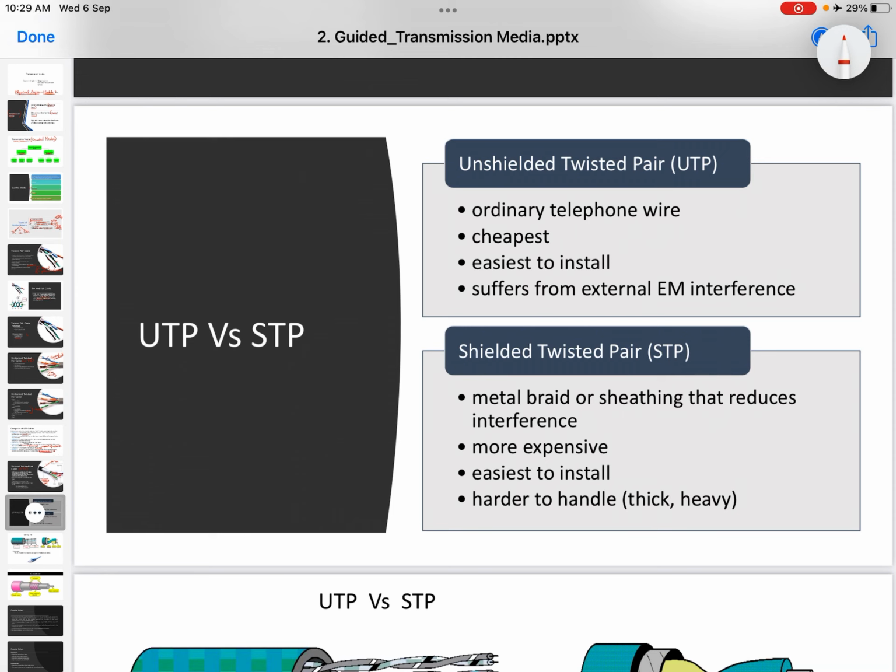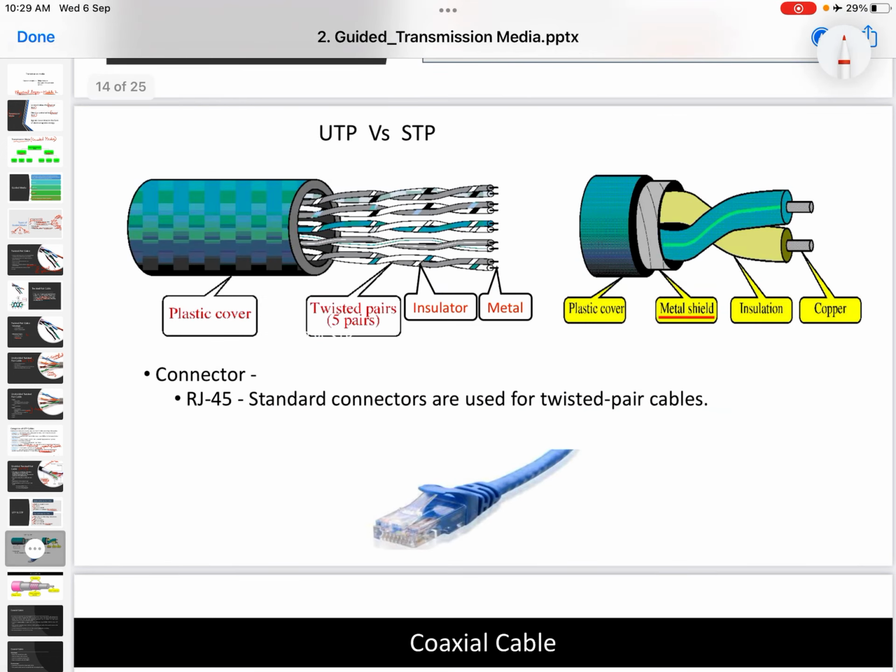UTP versus STP. Unshielded twisted pair, ordinary telephone wire: it is cheapest, easiest to install, but suffers from EM interference. STP, metal braid or sheathing that reduces interference: more expensive, and harder to handle. So that is UTP versus STP.